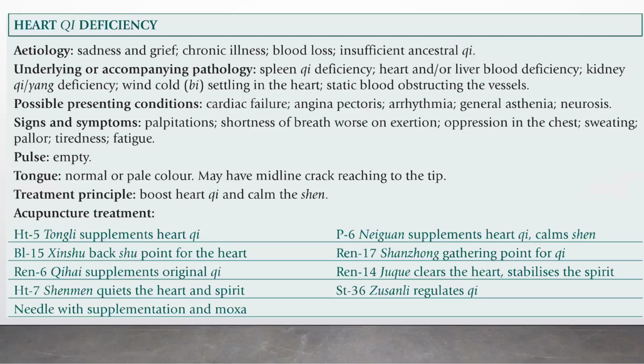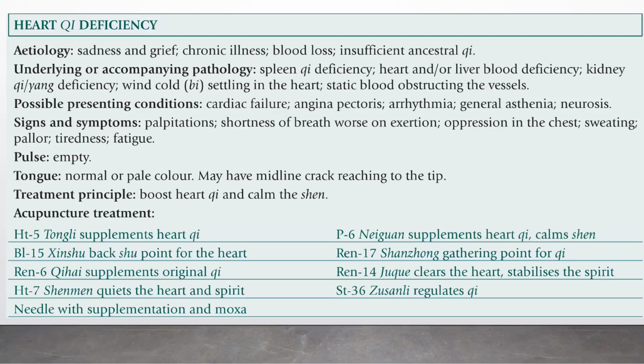Heart qi deficiency etiology: sadness and grief, chronic illness, blood loss, insufficient ancestral qi. Underlying or accompanying pathology: spleen qi deficiency, heart and/or liver blood deficiency, kidney qi and yang deficiency, wind cold settling in the heart, static blood obstructing the vessels. Possible presenting conditions: cardiac failure, angina pectoris, arrhythmia, general asthenia, neurosis.